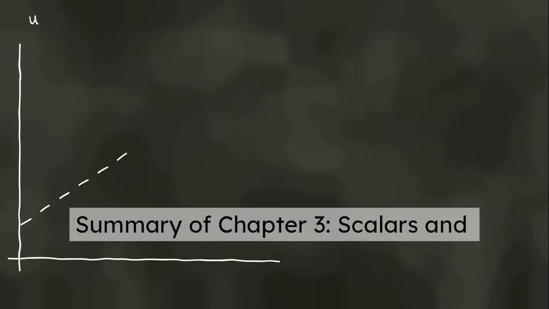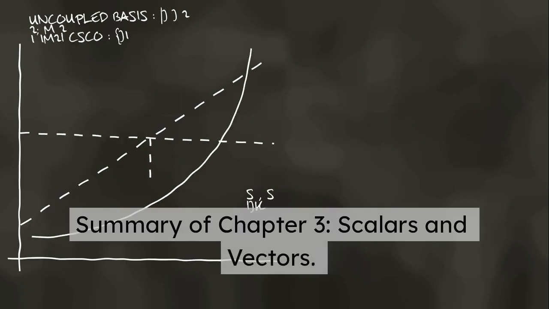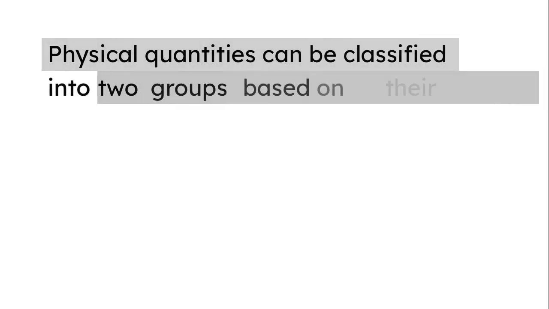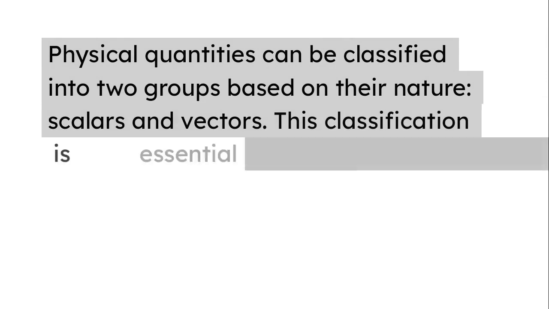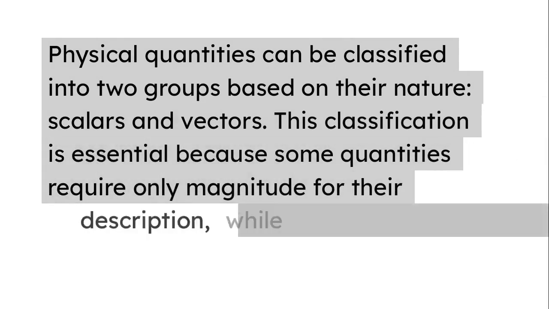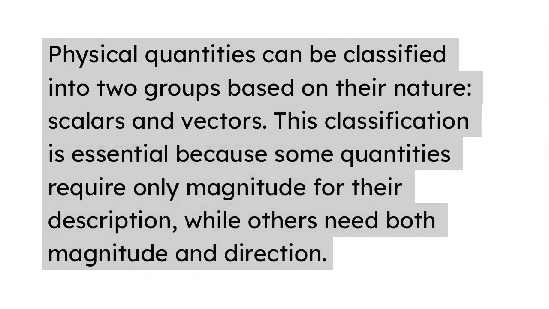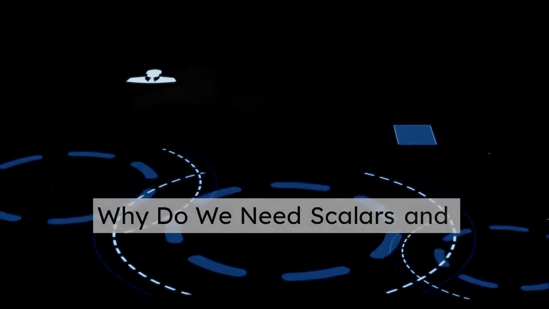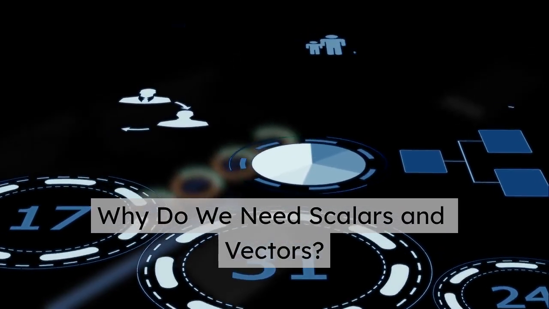Summary of Chapter 3, Scalars and Vectors. Physical quantities can be classified into two groups based on their nature, scalars and vectors. This classification is essential because some quantities require only magnitude for their description, while others need both magnitude and direction. Why do we need scalars and vectors?